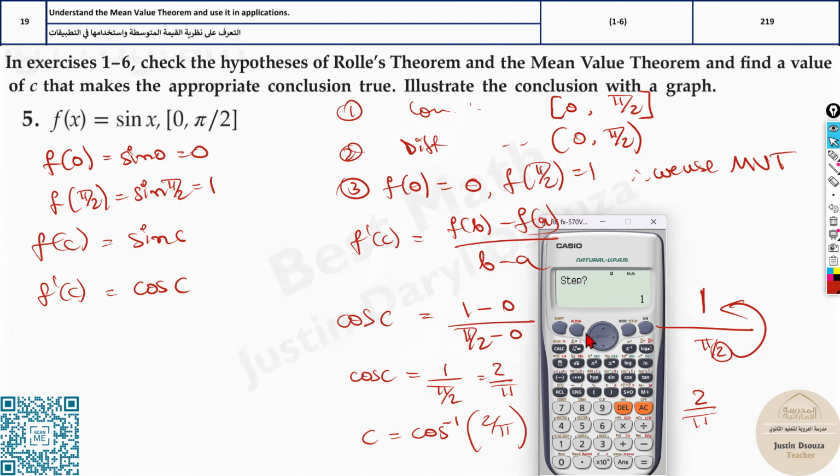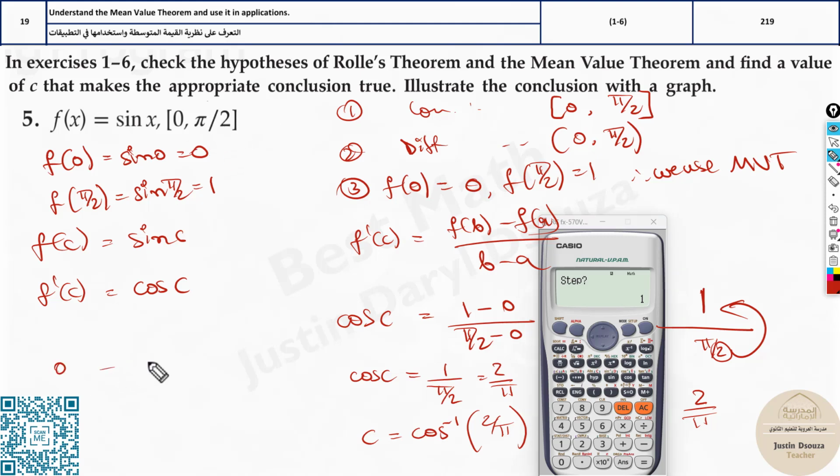And what is the step you want? Now don't take a step of 1, 2, 3. You should take it in terms of pi. So 0 to pi by 2, it's 90 degrees. I would take something like 30 degrees: 0, 30, 60, 90. So 30 is basically pi by 6. I'll just divide this by 3. There is a way to easily solve this.